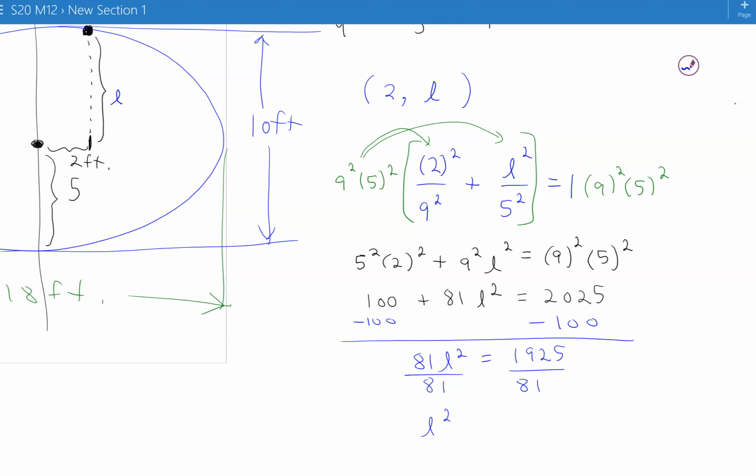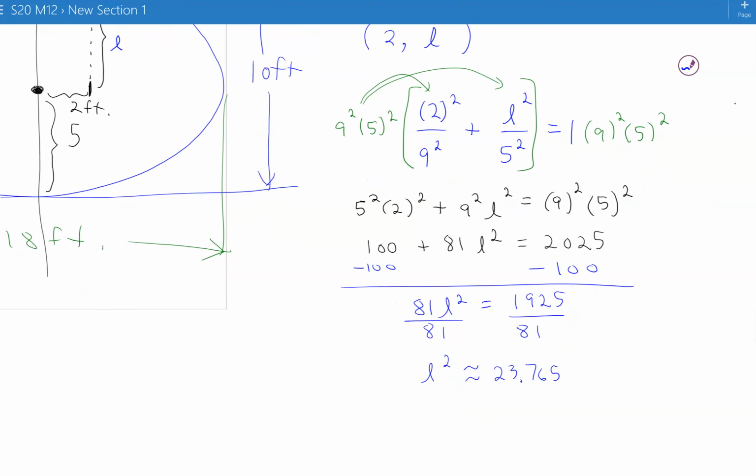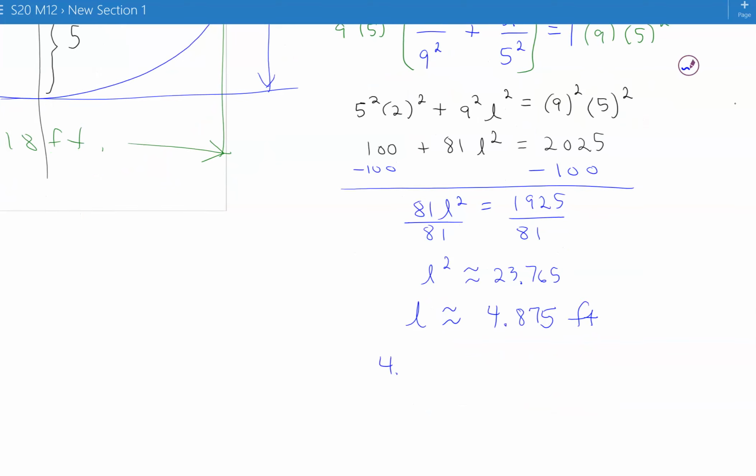And this is going to be approximately 23.765. And then I'm going to do the square root of both sides and get about 4.875 feet. But then I need to convert that into inches. So I'm not actually rounding this number off. I'm keeping the whole number in my calculator. And I'm going to multiply by 12 inches in 1 foot to get inches.